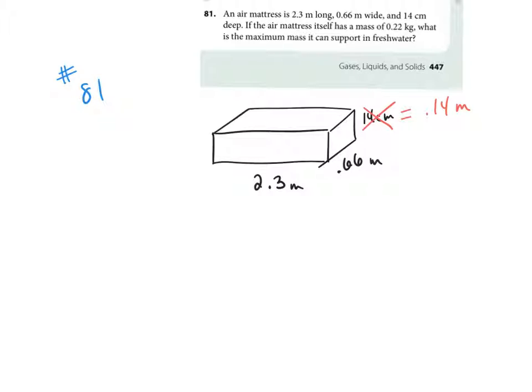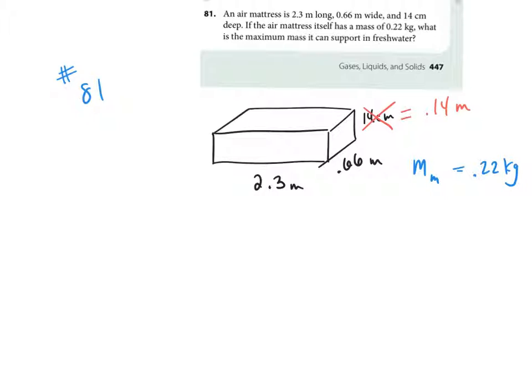So, first, what is the maximum mass this can support? So what's going to happen, right? This air mattress has its own mass. Let's say the mass of the mattress is 0.22 kilograms. That's given in the problem. I'm giving it a subscript, MM, mass of the mattress. We are given the length, width, and height. So what are we technically given if we're given length, width, and height? Volume. We're given volume also.